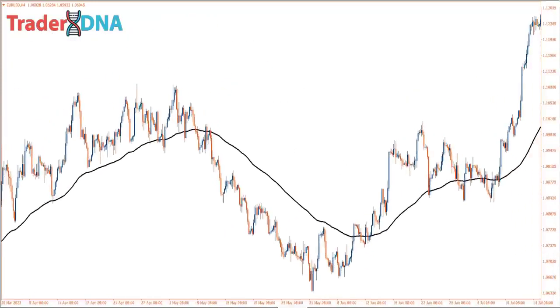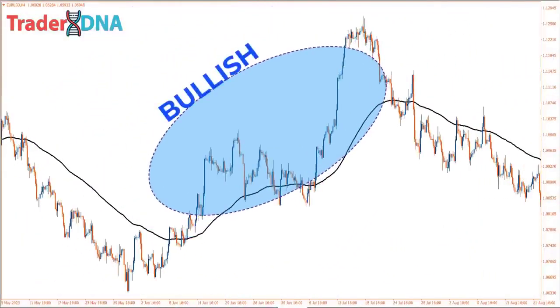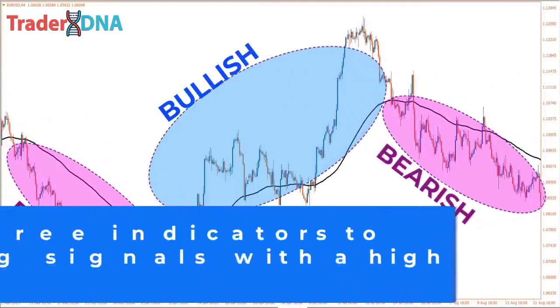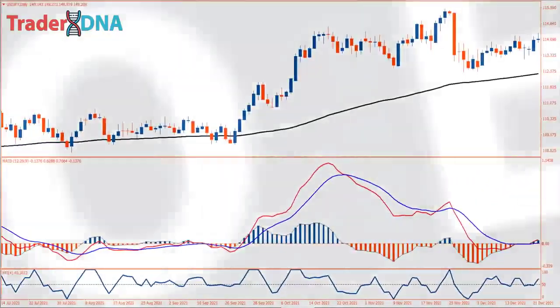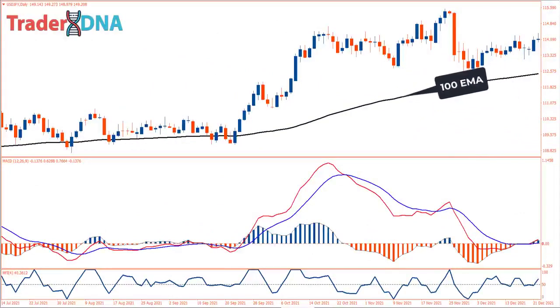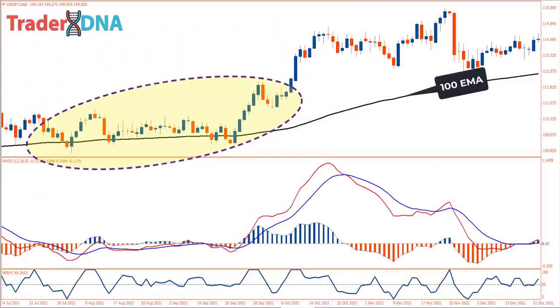As per the well-known rule among traders, a market is considered bullish when prices reside above the 100-period EMA, and it's deemed bearish when prices are below the 100-period EMA. Now, let's delve into how to combine these three indicators to generate the best trading signals with a high probability of success. Buy signals. The first consideration in determining market trends is to observe the price movement's position relative to the 100-period EMA. For a bullish trend, prices must be rising and positioned above the 100-period EMA. So, as long as prices remain above the 100-period EMA, even if they exhibit temporary downward movements, these are viewed as corrections and are expected to eventually resume the ongoing bullish trend.